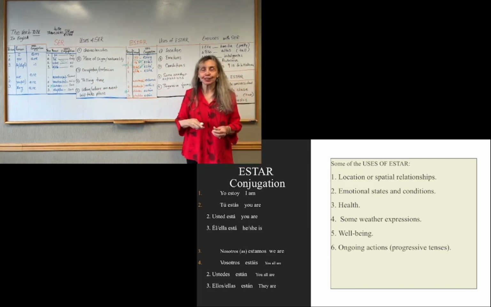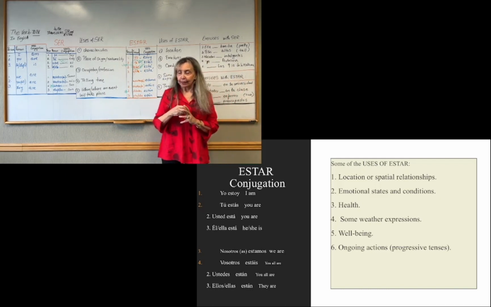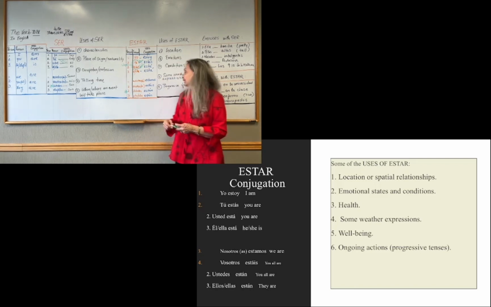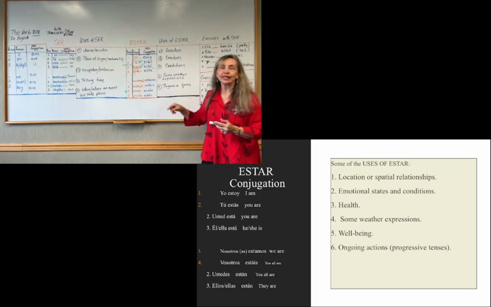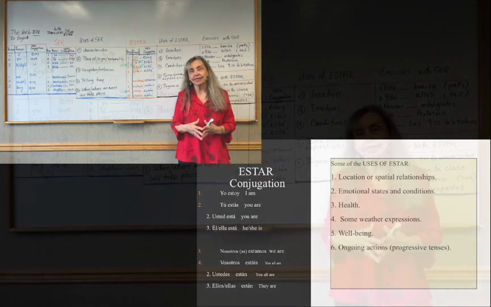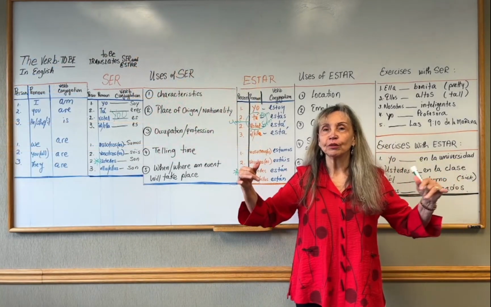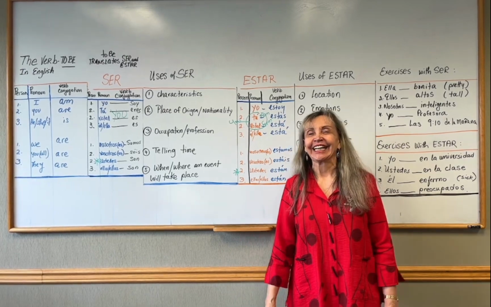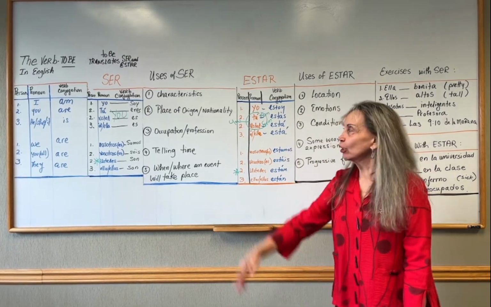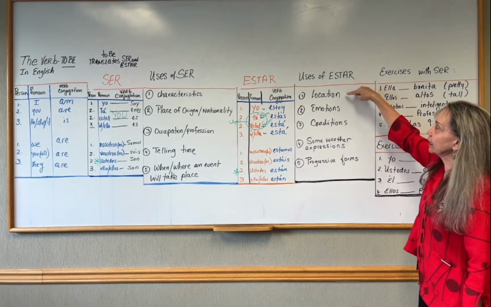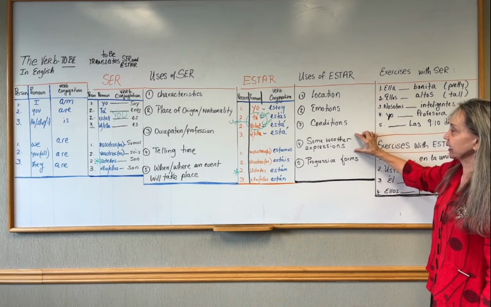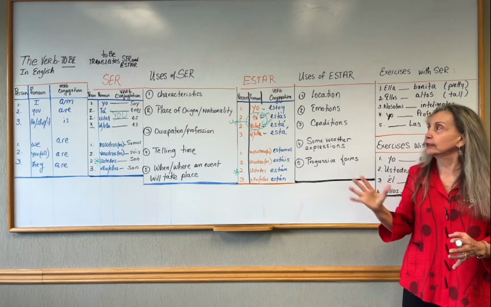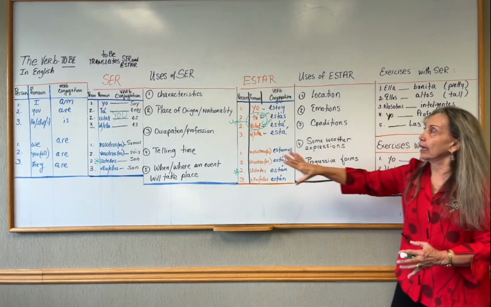Some weather expressions. Está nublado. It is cloudy. And some forms of the progressive tense, such as nosotros estamos bailando cha-cha-cha. Nos gusta la música, ¿ah? Ok. Y los usos de estar están aquí: location, emotions, conditions, weather expressions, progressive forms. Anytime that you see that, make sure that you use estar and not ser.